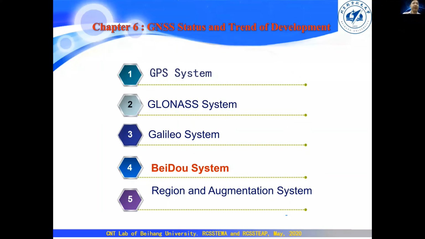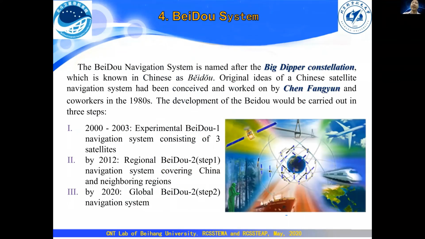And the next part I will talk about is the Beidou. The name Beidou is named after the Big Dipper constellation. You know, the Big Dipper is a kind of constellation that looks like 1, 2, 3, 4, 5, 6, 7. We call it the Big Dipper. A constellation like this one. This is called Beidou in Chinese, and in English we call it the Big Dipper.